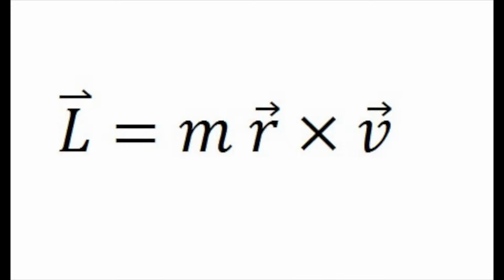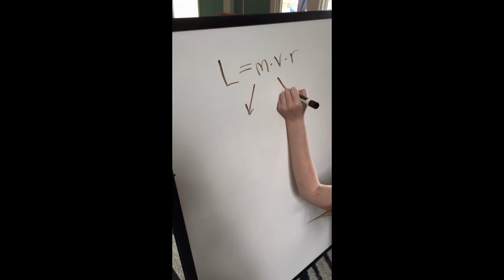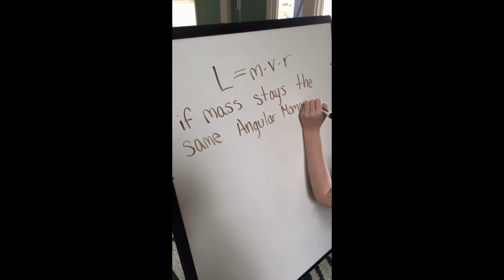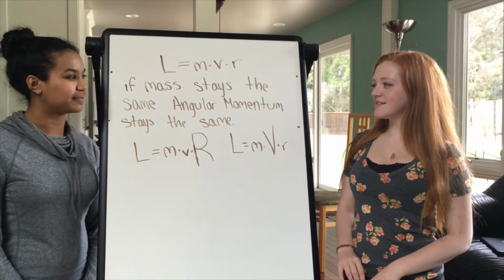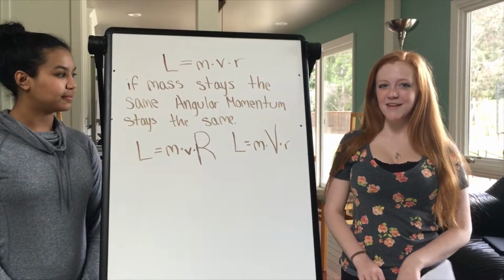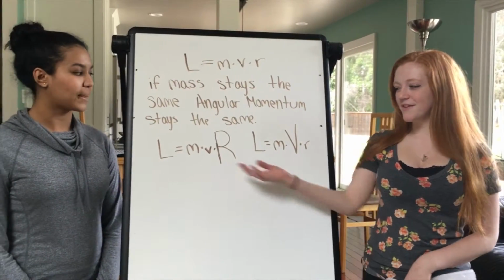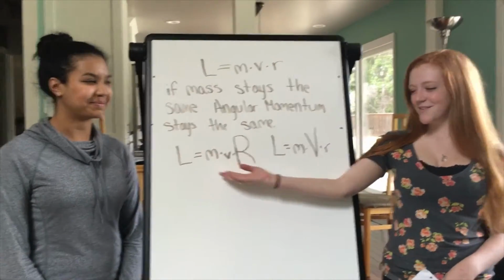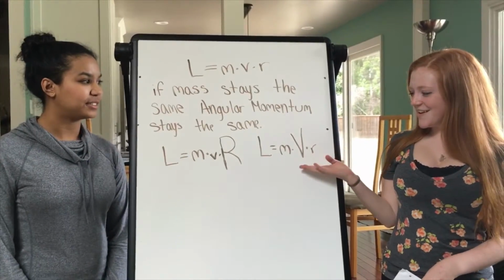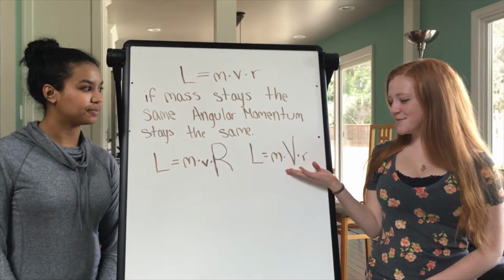This is the equation for angular momentum. M stands for mass, R stands for radius, V stands for velocity. If Megan's mass stays the same throughout a trick, she'll have the same angular momentum. For example, if her radius is large, then her velocity will be small and she will move slower. If her radius is small, her velocity will be large and she will move faster.